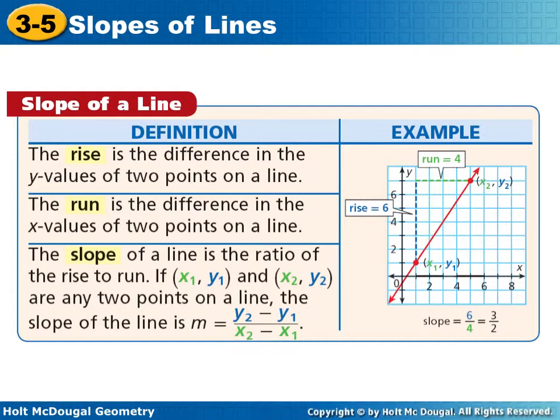The slope of a line is the ratio of the rise to the run. So if you have x1, y1, and if you have x2, y2, and if those are any 2 points on a line, then the slope of the line is letter m, that's the letter we choose, and that's equal to y2 minus y1 over x2 minus x1. In some math classes, you'll hear this as the change in y over the change in x.